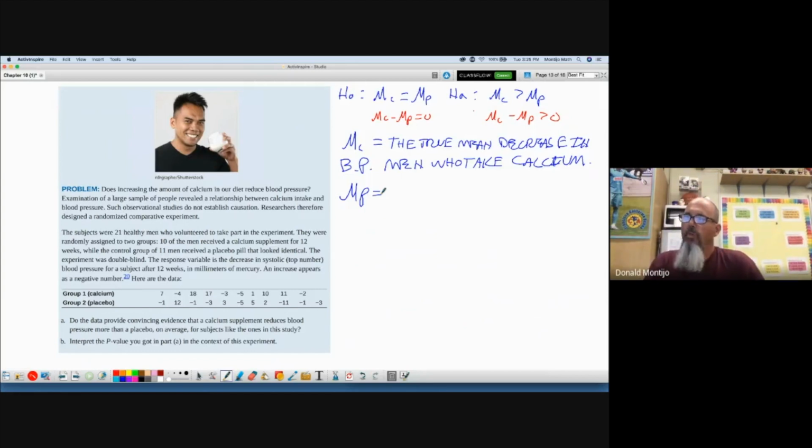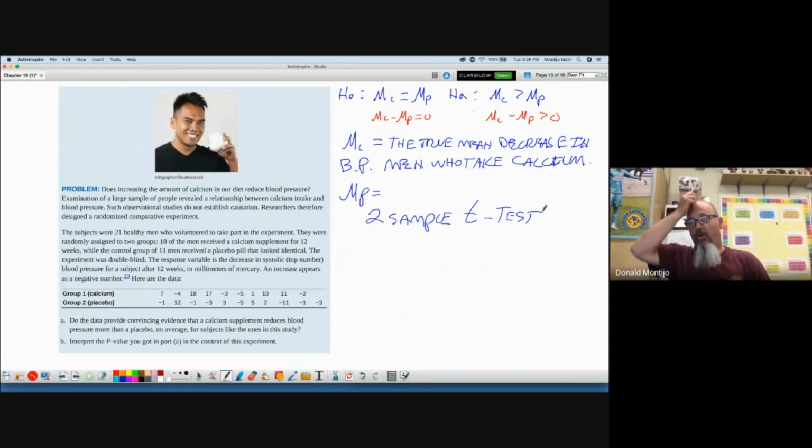All right. So what are we going to do? Oh, this is a 2-sample T test. We're going to run a 2-sample T test. So we define the parameter. I didn't write my second one, but you can write the true mean decrease in blood pressure for men who took the placebo. State the null and alternative, and then explain what test we're going to use.